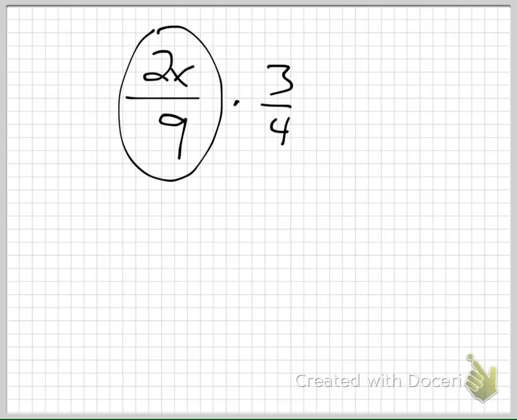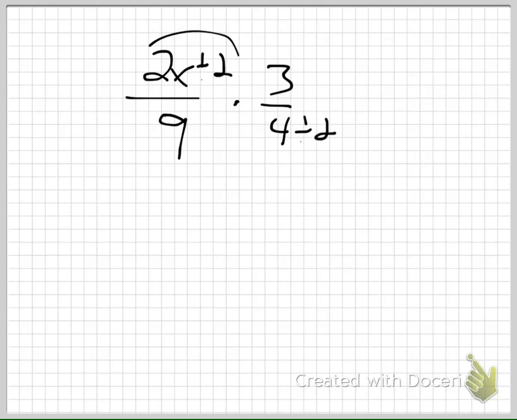Okay, here's one. See if you guys can do this. 2x over 9 times 3 over 4. You should be able to do this, no problem. All right, so here we go. We have a variable there. Whoop-de-doo, right? Can I reduce anything here? Yes. I can divide both the top and the bottom by 2, divide by 2.